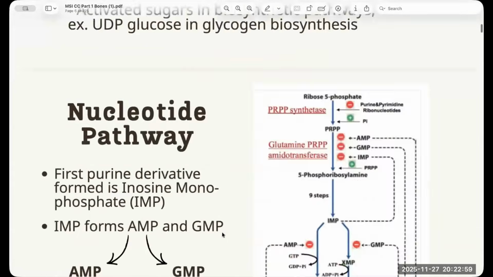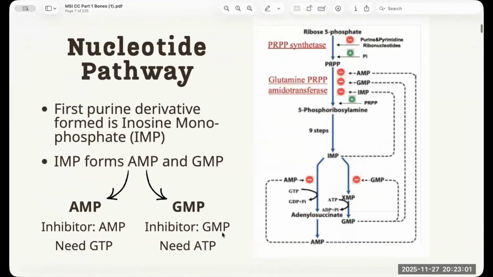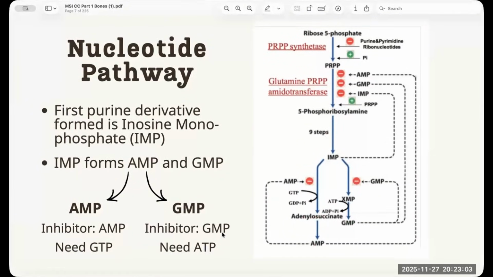All right. So with that, we'll be starting with the nucleotide pathway itself. I'm not gonna dig deep into the nucleotide pathway. I'm just going to be mentioning the important things and what we need to know regarding this lecture. All right. So the first purine derivative from the nucleotide pathway is the inosine monophosphate, which is IMP. It's seen here.